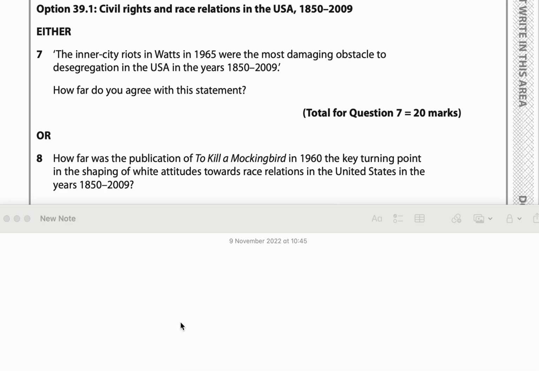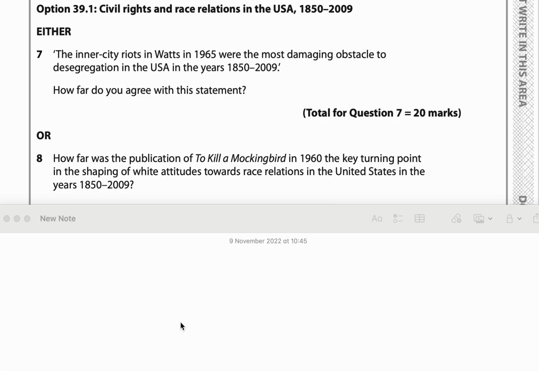Hello, so this is part 3 of my past paper walkthrough for Edexcel A Level History, Civil Rights in the USA 1850 to 2009. This is the final one where I'm looking at section C, which are the breadth questions. And again, in the exam, obviously you just have to do one of these, and I'm going to do both of them just to show how I would approach these.